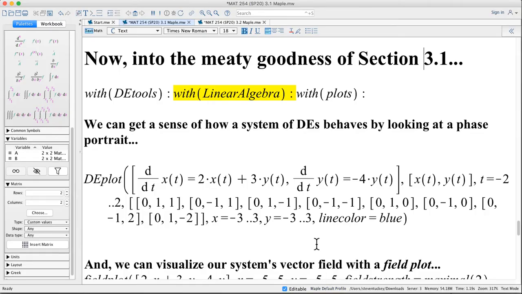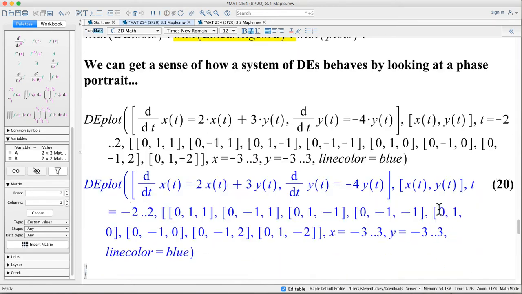And so switching over to Maple, you can see that there's a lot of things that we can do. Remember, the with linear algebra, that's new for us in this section if we want to do anything with matrices. But we can get a sense of how a system of differential equations, like the one that we're looking at, behaves by looking at its phase portrait. And remember, the phase portrait is the phase plane.